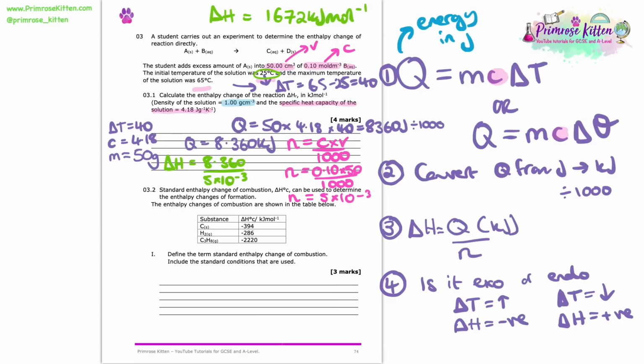Here we can see that the temperature increased from 25 up to 65, and that means that our enthalpy change is going to be negative. So finally, we add a negative sign in front of our 1672, and now we know our enthalpy change. So that there is our answer to the first question on this page.